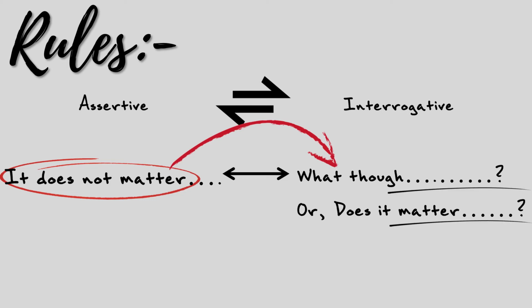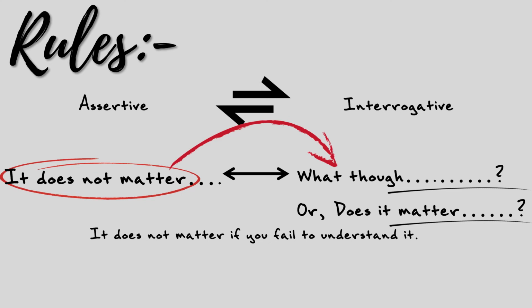So if I give you an example, "It does not matter if you fail to understand it." So please carefully observe it. In this case, "it does not matter" is a negative one. Here, "does" is the auxiliary verb and "it" is the subject.